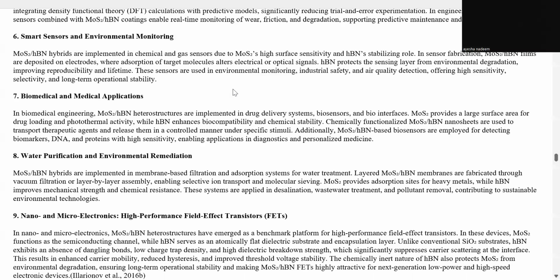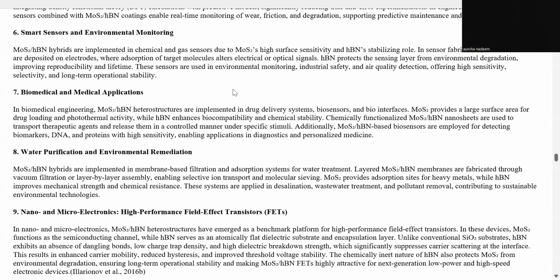The eighth application is in water purification and environmental remediation. Molybdenum disulfide and hexagonal boron nitride hybrids are implemented in membrane-based filtration and adsorption systems for water treatment. Layered molybdenum disulfide and hexagonal boron nitride membranes are fabricated through vacuum filtration or layer by layer assembly, enabling selective ion transport and molecular sieving.